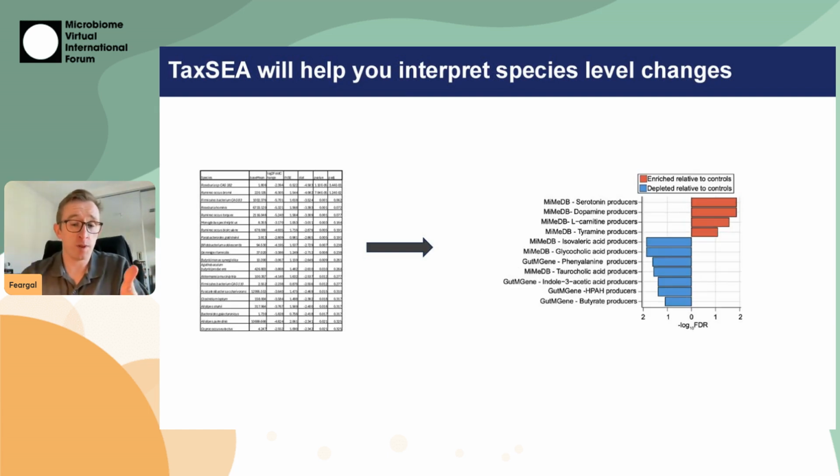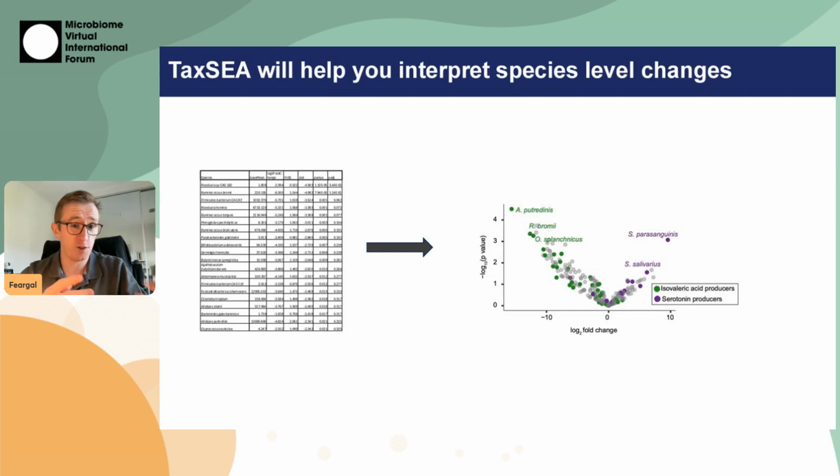So if we were to plug this into the metabolite database, this is what we'd see. Enrichments of producers of certain neurotransmitters, decreases in producers of short-chain fatty acids. Again, these are known things in IBD, and I picked IBD in this context just because it is particularly well studied. But really, this sort of contextual information previously would have relied on you digging into the literature for hours or days, whereas TaxSEA will provide this to you in just a few seconds.